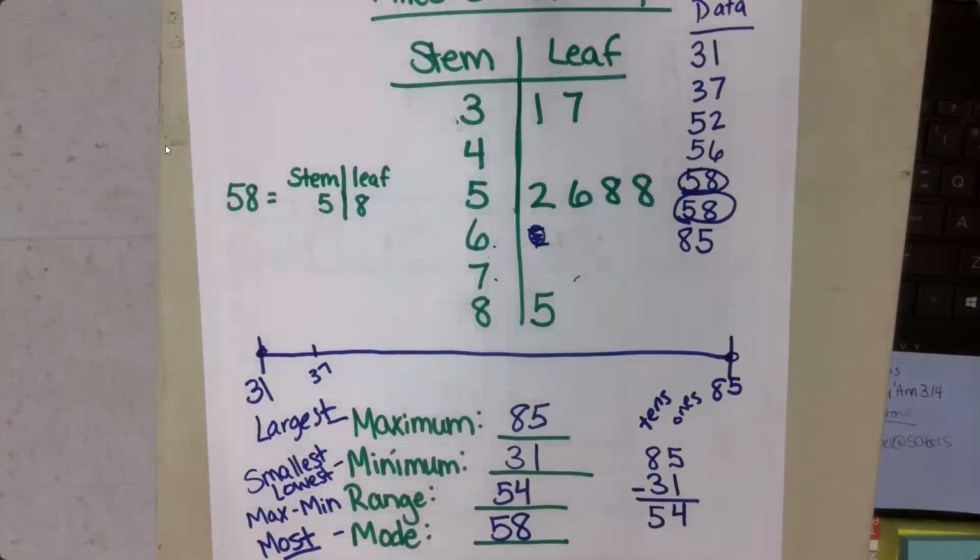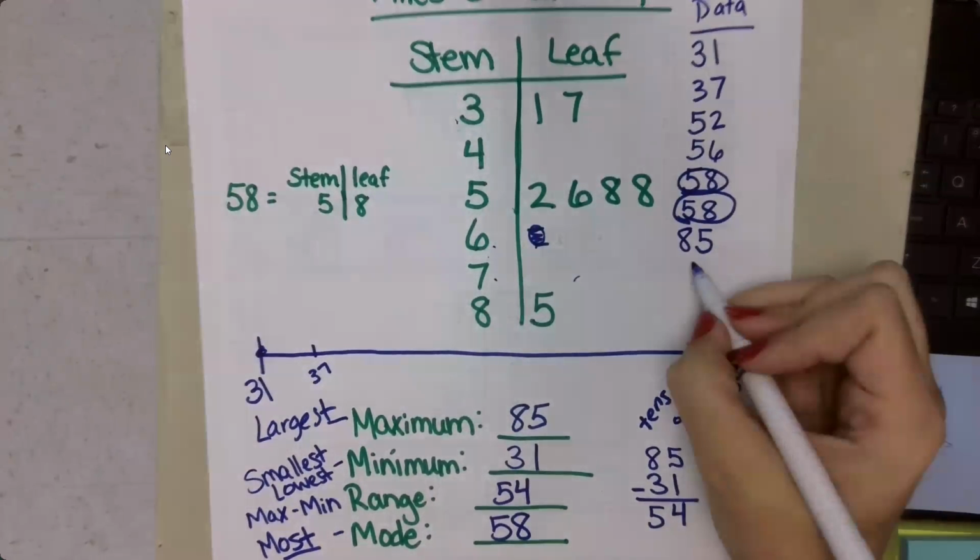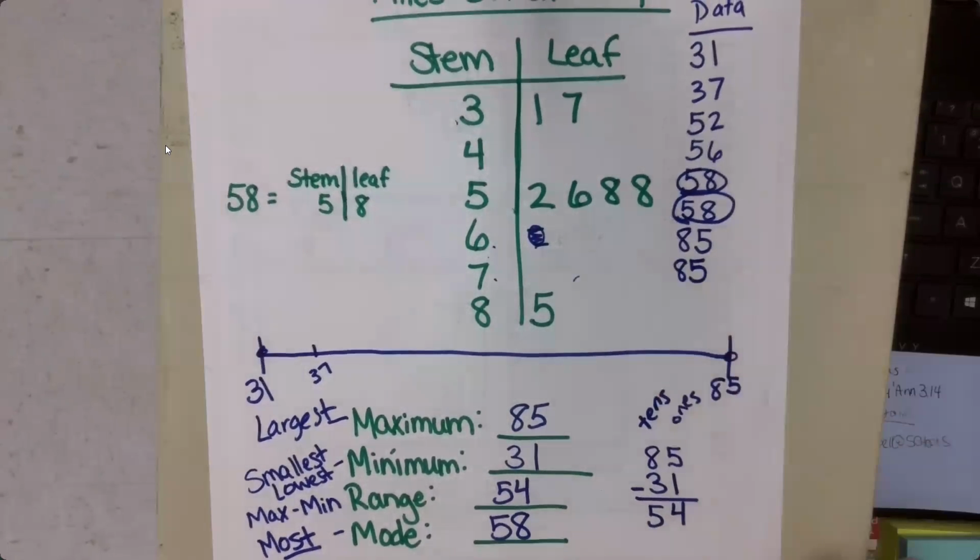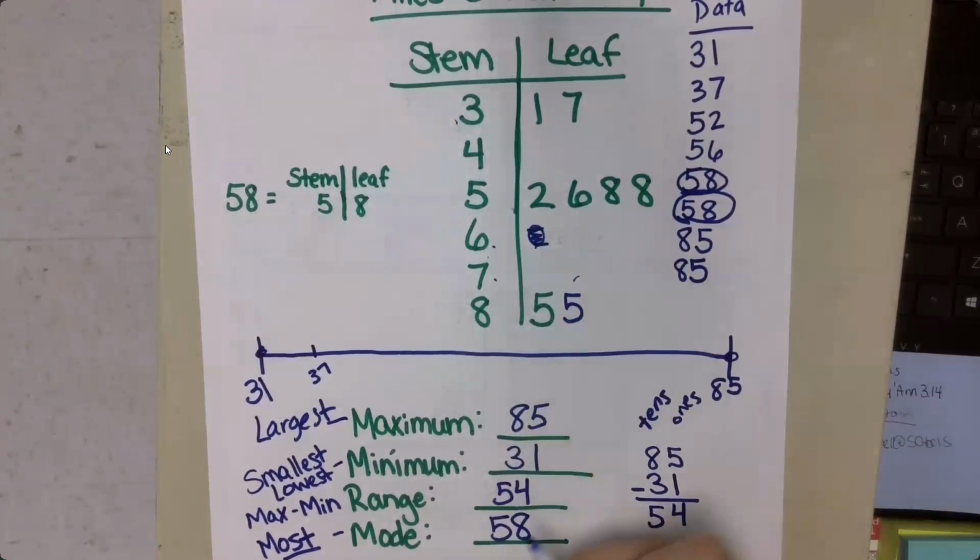Just to give you a further example, if we had 85 on here twice, then we would have 2 modes because 85 would also be our mode, since these 2 numbers show up the most. If we did not have any number show up more than once, then we would have no mode. So that is a basic understanding of how to interpret data from a stem and leaf plot.